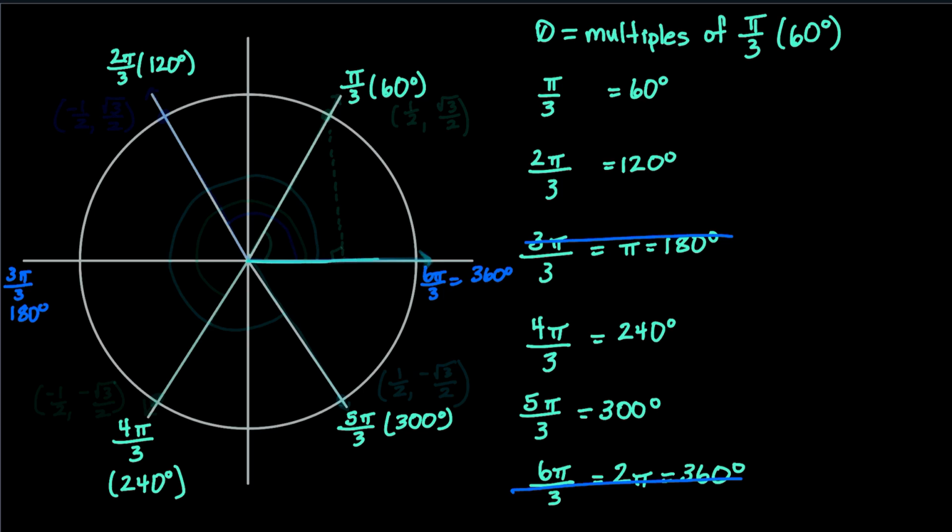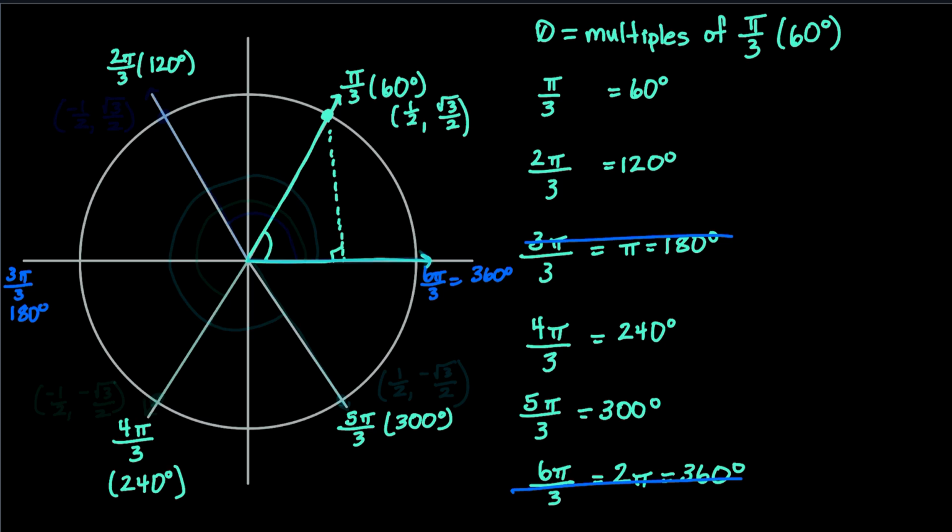Initial side on the positive x-axis, terminal side on pi over 3 radians or 60 degrees. So this is our angle that we've created. Remember, there's always a corresponding right triangle, and that's where we get our x and y coordinates from. So the coordinate point that corresponds to pi over 3 is 1/2, radical 3 over 2. Again, if you're curious where those numbers come from, you can check out the special right triangle video.